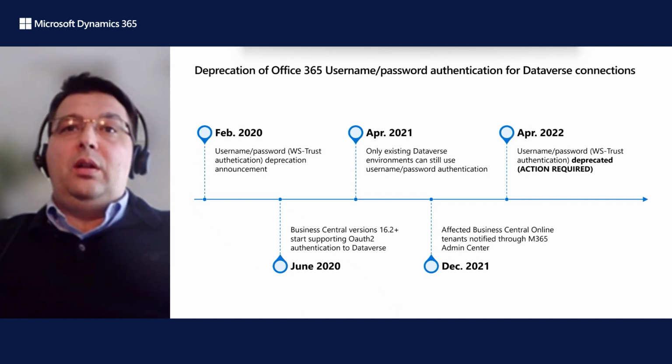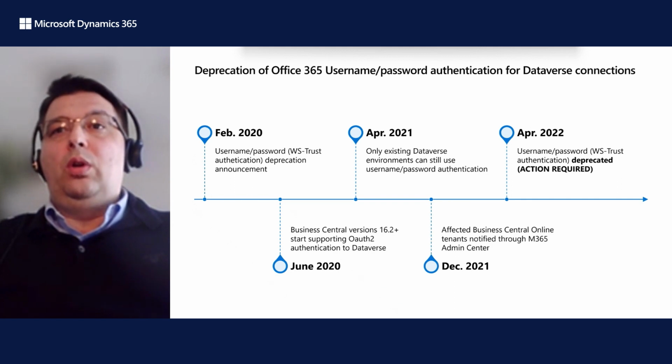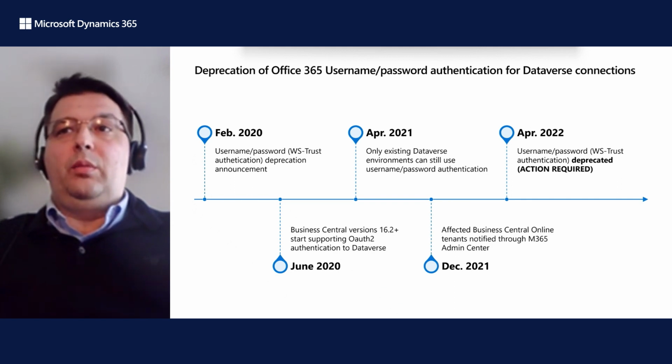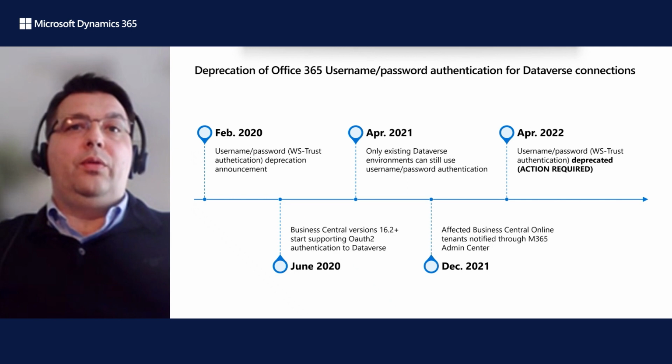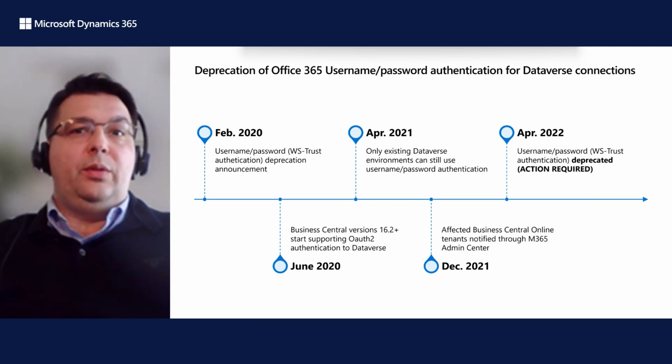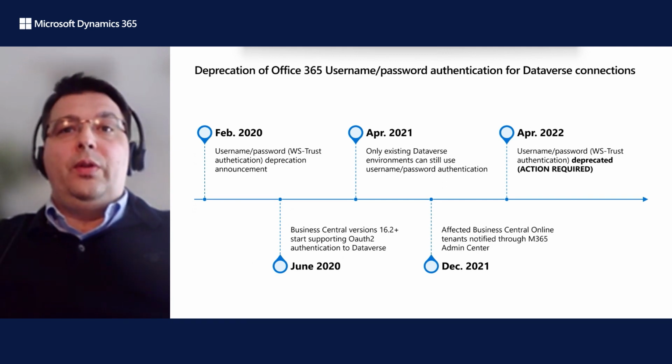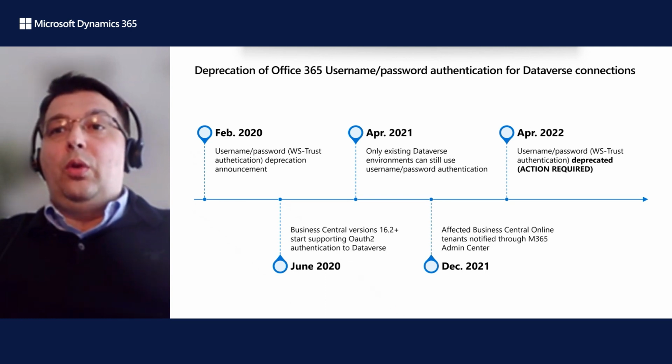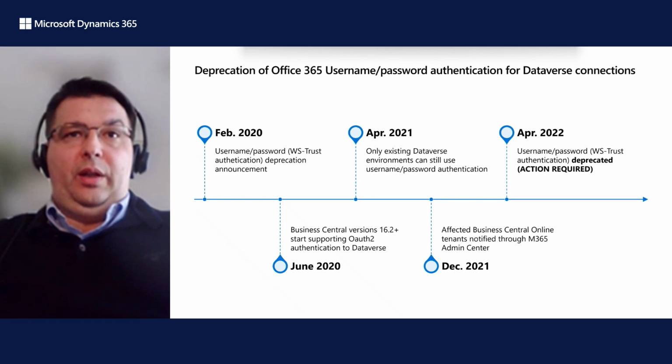In December last year, the Business Central team notified all the affected Business Central online customers using the unsupported way of connecting to Dataverse to upgrade their connection to OAuth 2 and certificate-based authentication. We sent a communication to administrators using the Microsoft 365 Message Center. In April 2022, the legacy Office 365 username and password way of connecting to Dataverse will be deprecated.